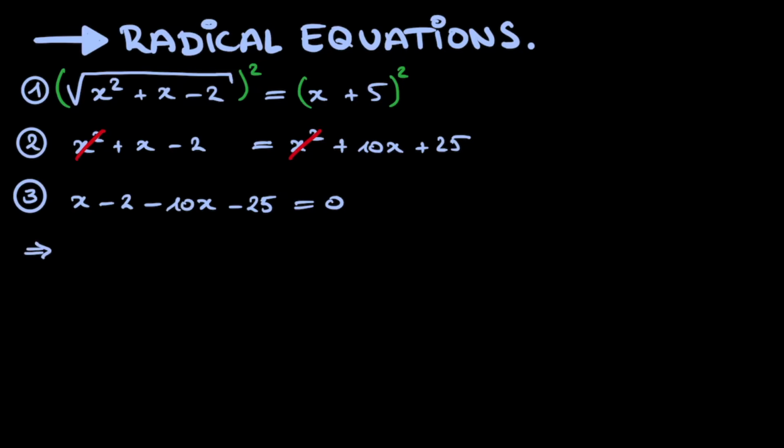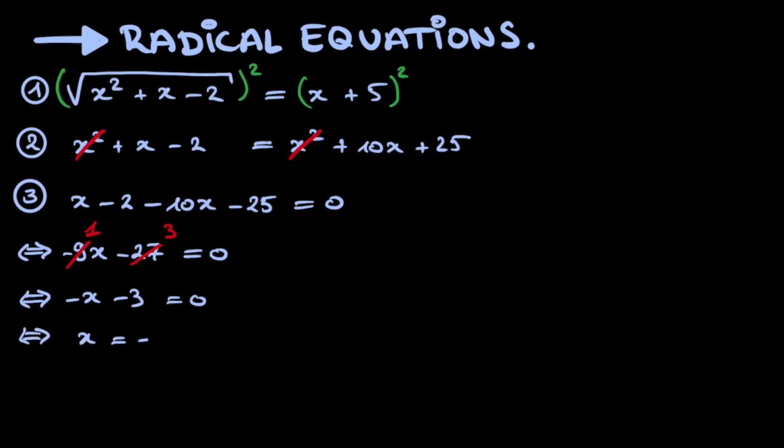Now this can of course be very easily solved by taking together all of the x's, so x minus 10x, which is minus 9x, and we have minus 2 minus 25, which is minus 27. And this has to be equal to 0. At this point, we can divide both of these terms by 9, so this simply becomes 1, and this becomes a simple 3, which means that we get minus x minus 3 is equal to 0, or our final solution that x is equal to minus 3. And this is how we can quickly and simply find our result for our radical equation.